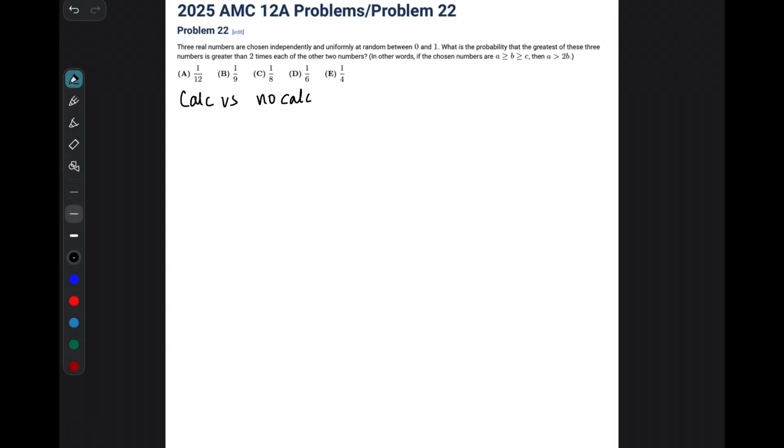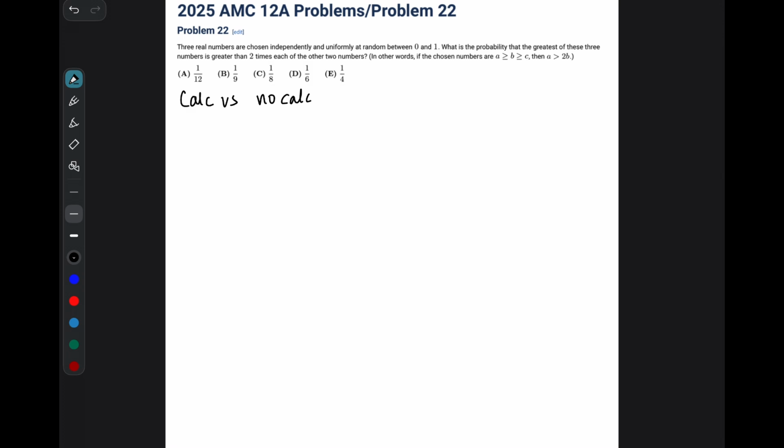Number 22 on the 2025 AMC 12A. Problem 22. Three real numbers are chosen independently and uniformly at random between 0 and 1. What is the probability that the greatest of these three numbers is greater than 2 times each of the other two numbers? In other words, if the chosen numbers are A, B, C, then A is bigger than 2B.